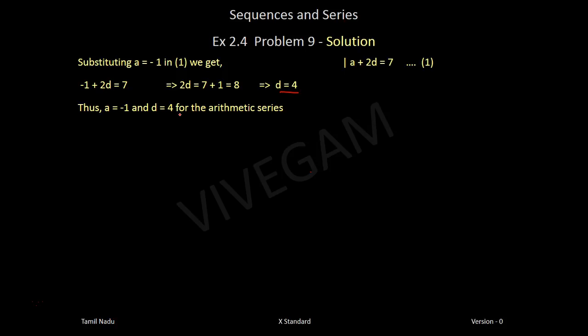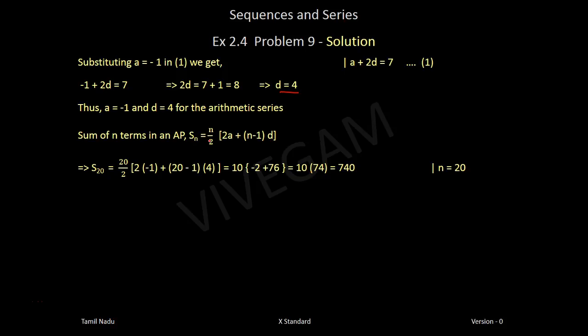Right? Then what is the formula for the sum of n terms? It is n by 2 into 2a plus n minus 1 into d. So substitute these values here. So the sum of 20 terms we are asked to find. So n equal to 20 will be 20 by 2 into open bracket 2a, 2 into a is minus 1, we just calculated it, plus n minus 1. N is 20, right? Because we want to find S20. So 20 minus 1 into d. What is d here? 4. That comes down here. So simplify this.